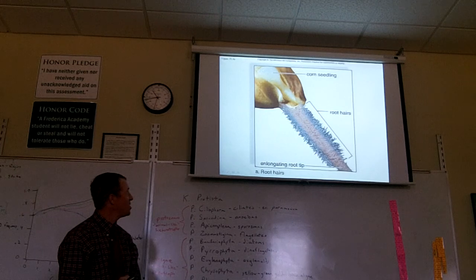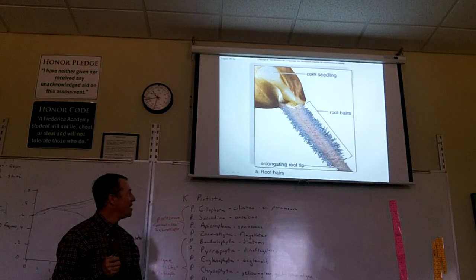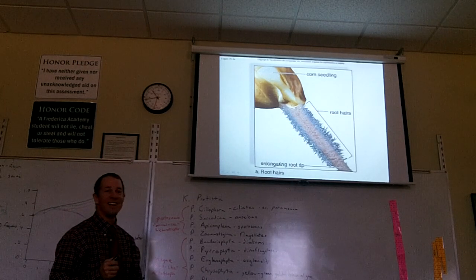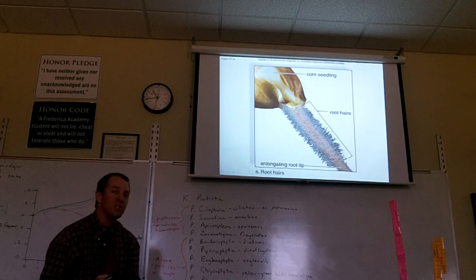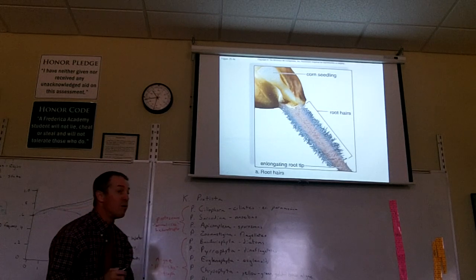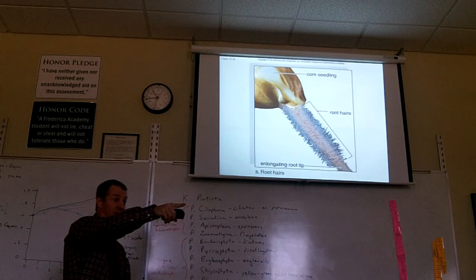Look, here's a corn seedling sprouting a root. And look, it's got all these root hairs. You know why it has root hairs on it? It's like mold. It's not mold. It's actually part of the plant. Is it like embryo or something? Well, it has a purpose. More surface area.